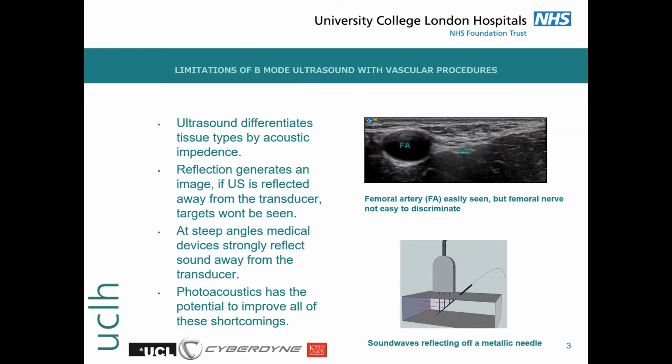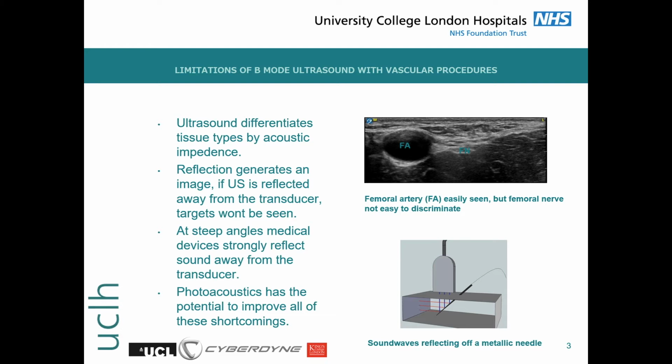Ultrasound predominantly differentiates tissue types where there are variations in acoustic impedance. Many tissues have a very similar impedance, so may not be easily resolved as different to each other. This is shown here in the image of a femoral artery, where the large artery is easily seen, but the nerve, which is only around half its size, is barely visible in relation to the surrounding tissues.